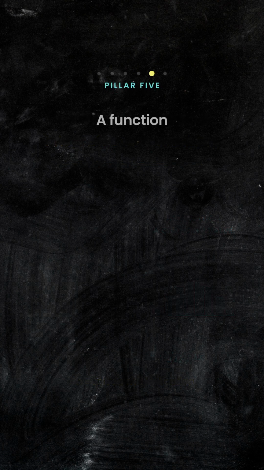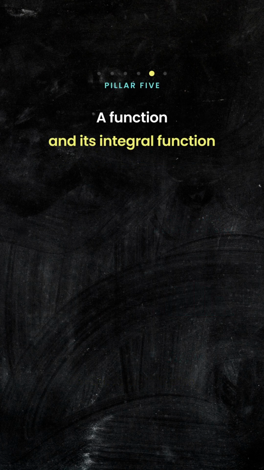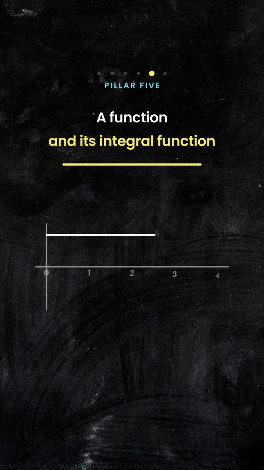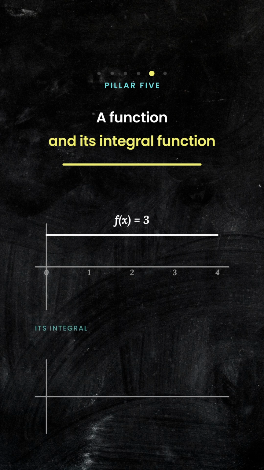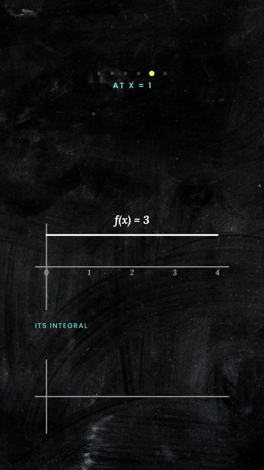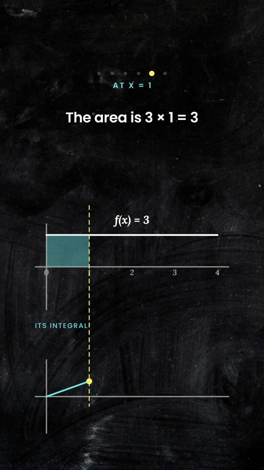The fifth point, the relationship between a function and its integral function. Here we have a function f(x) equals 3, a constant function. So we expect its integral function to be the accumulations of the area here, as we agreed. Here it's the area of a rectangle. So if we reach here, 3 times 1, length times width, will equal 3. If we evaluate the integral function at 1, we'll find it equals 3.